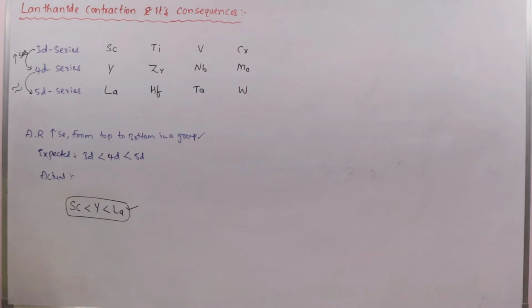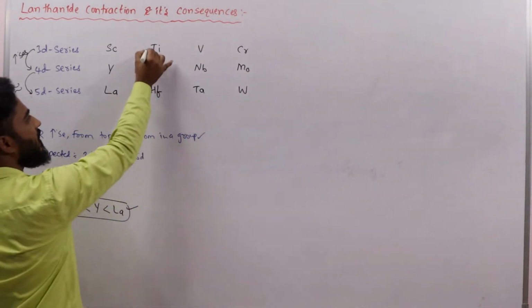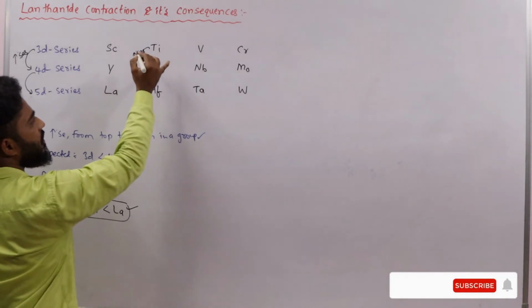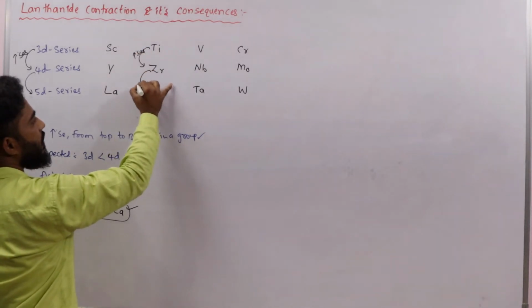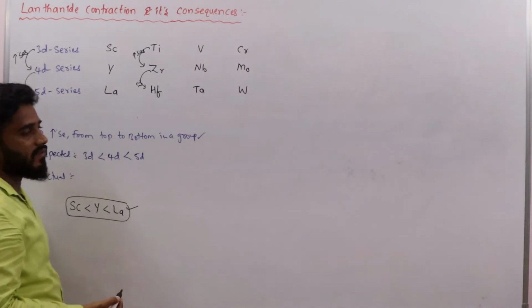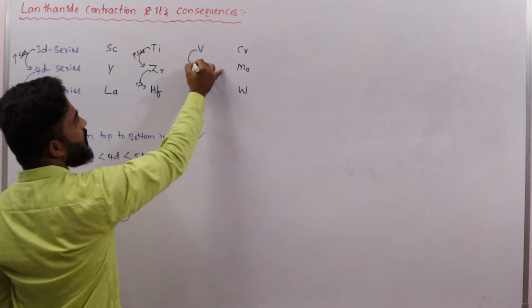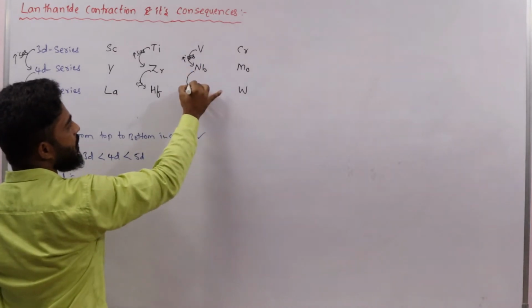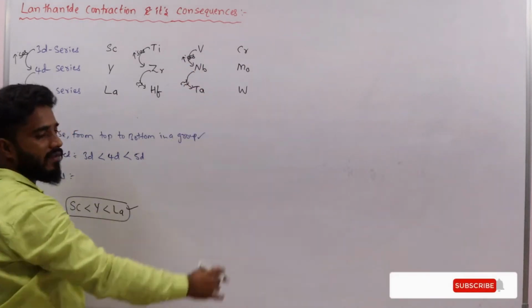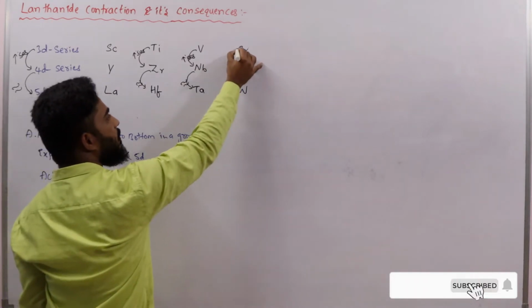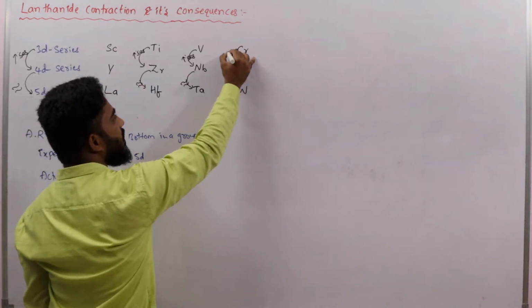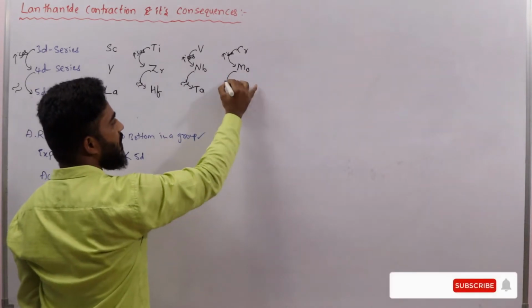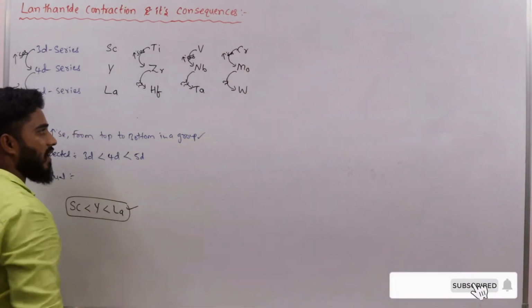But when we come to these other elements, from titanium to zirconium atomic size increases. From zirconium to osmium, they show nearly similar size. From vanadium to niobium, atomic radius increases. Then niobium to tantalum, they show nearly similar size. From chromium to molybdenum, atomic radius increases as expected. From molybdenum to tungsten, they show nearly similar size.